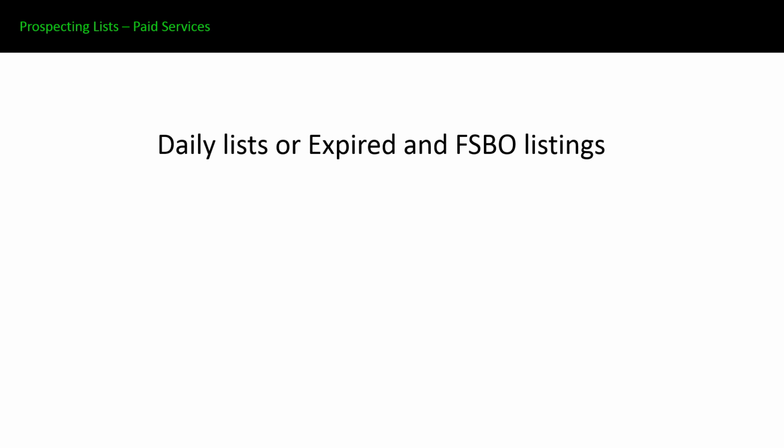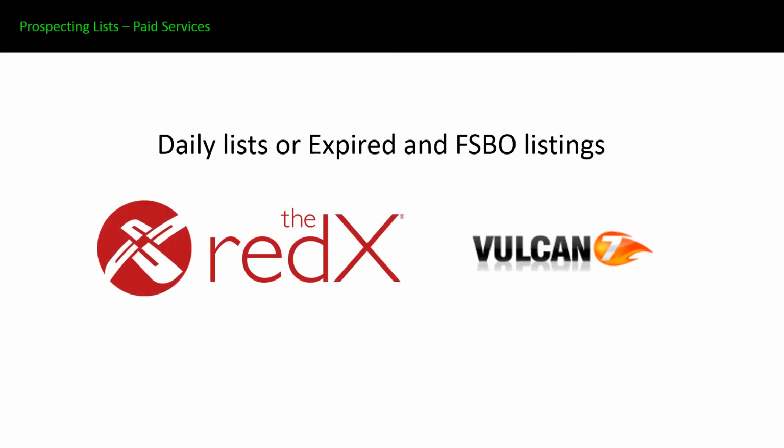If you're looking for even more opportunities, you can buy a list of expired and FSBOs every day. There's a couple companies out there that some of our agents are using. One is called The Red X, and the other one's called Vulcan 7. You can research those online and see if those are something you'd be interested in if you really want to, you know, try and get more listings.